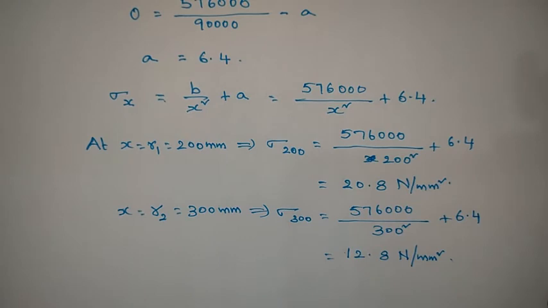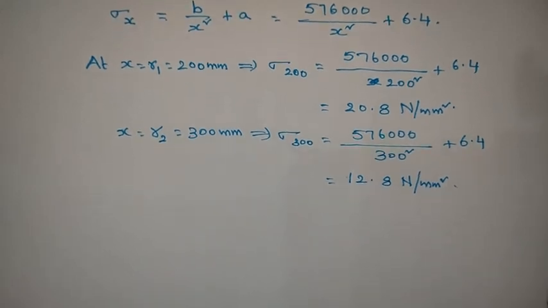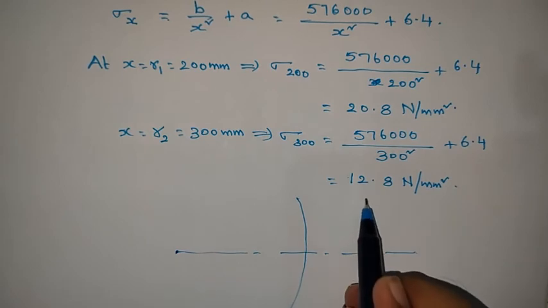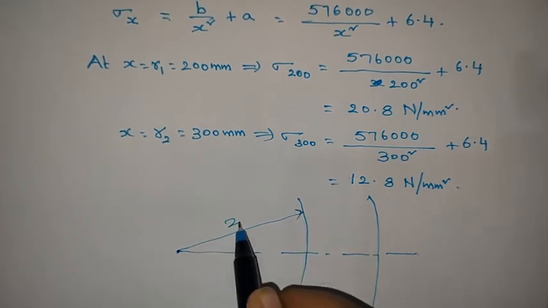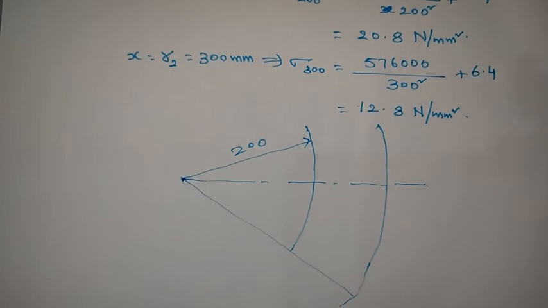So now let us represent those values. Let us sketch the distributions. So now this is the center of the thickness of the cylinder. And this one is the inner radius and this one is the outer radius. So inner radius, this is 200 mm and this one is the outer radius, 300 mm.